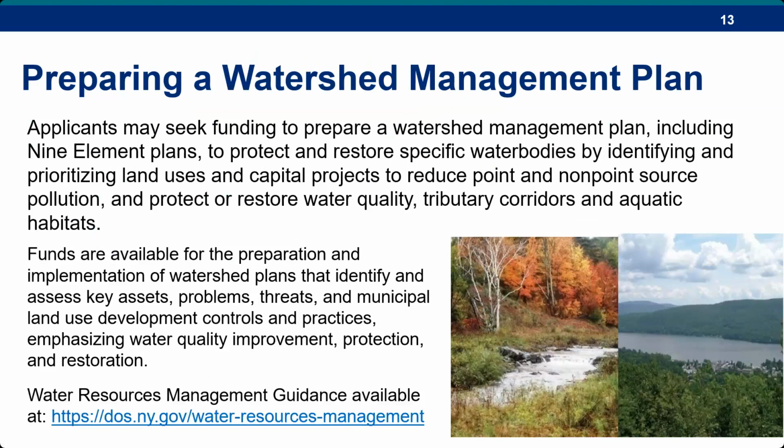Applicants may also seek funding to prepare a watershed management plan, including 9-element plans, to protect and restore specific water bodies in their watersheds, prioritize land uses and capital projects to reduce point and non-point source pollution, and protect and restore water quality, tributary corridors, and aquatic habitats. As watersheds generally encompass more than one municipal jurisdiction, the preparation of cooperative intermunicipal plans for a specific watershed can be an effective way to achieve local, regional, and statewide goals.